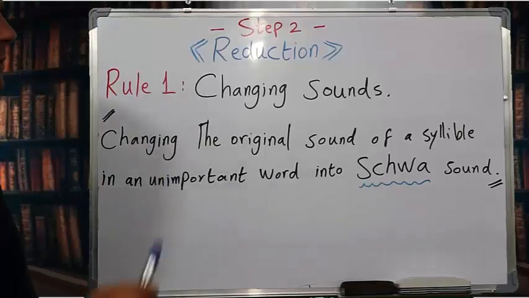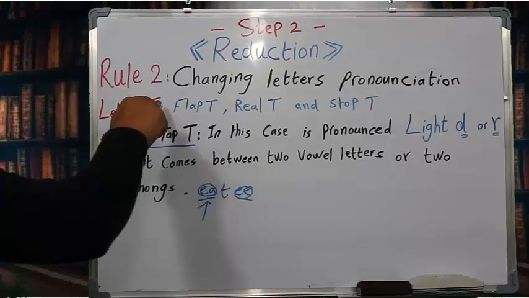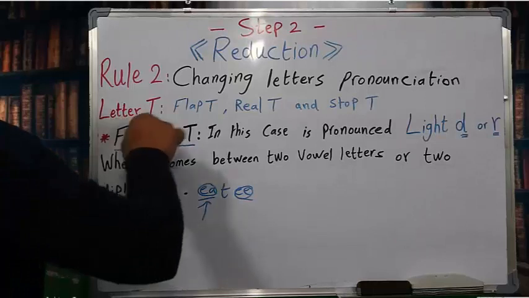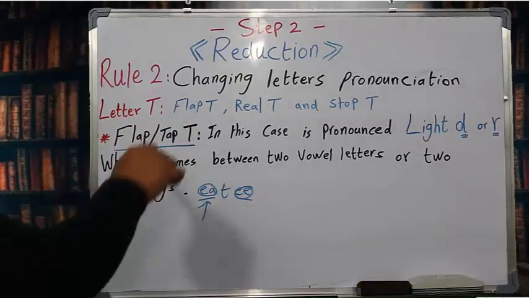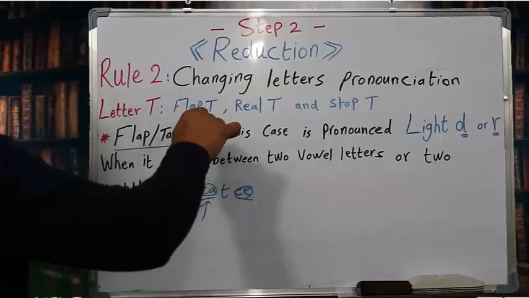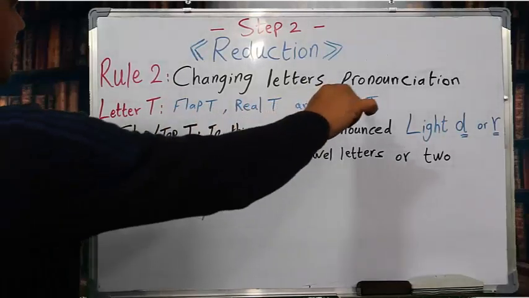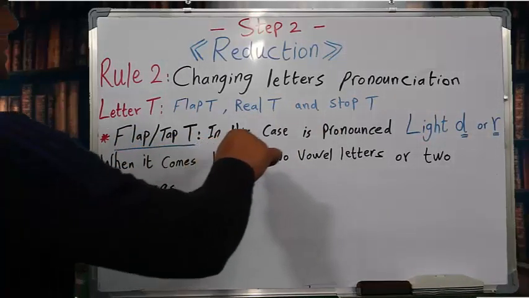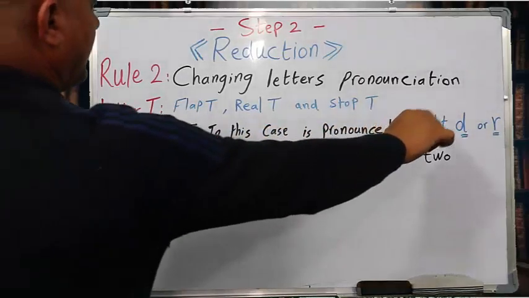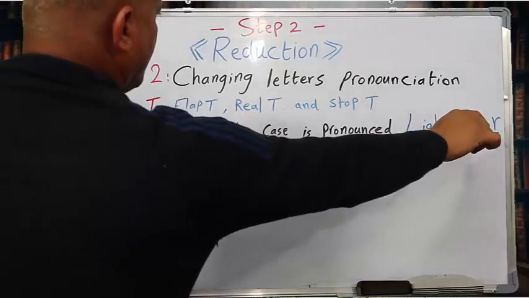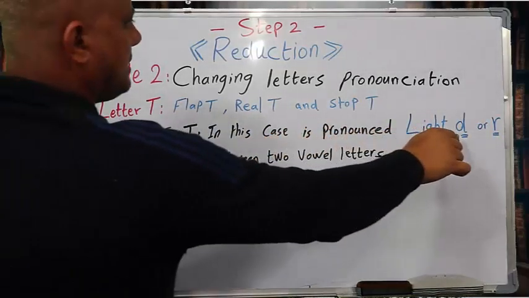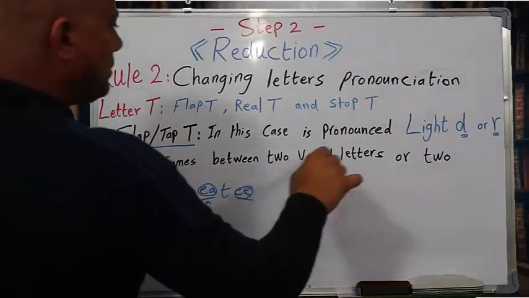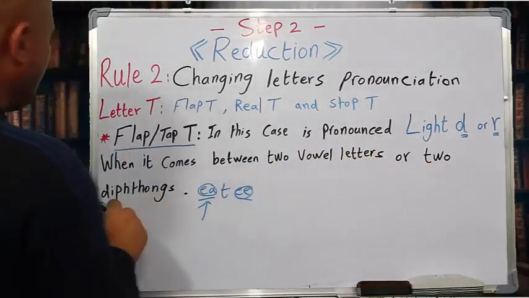Let's go to rule 2. Rule 2 is all about changing letters' pronunciation. Okay, let's begin with letter T. Letter T in American spoken English has 3 shapes: flap T, real T, and stop T. Flap T, or tap T, in this case is pronounced like D, or R, when it comes between 2 vowel letters or 2 diphthongs.